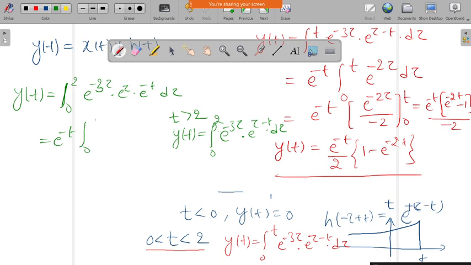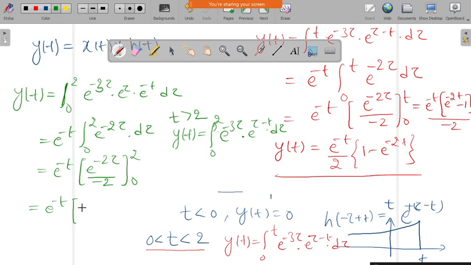So this is the integral from 0 to 2 of e power minus 2 tau d tau. So e power minus t into e power minus 2 tau by minus 2, from 0 to 2. This gives e power minus t into e power minus 4 minus e power 0, divided by minus 2, which gives e power minus t by 2 into 1 minus e power minus 4. So this is the value for t greater than 2.